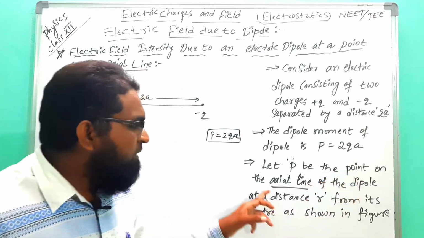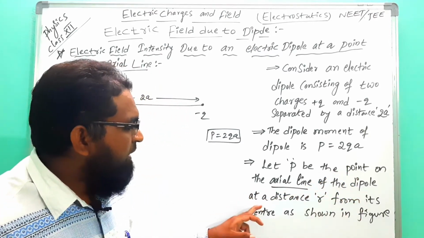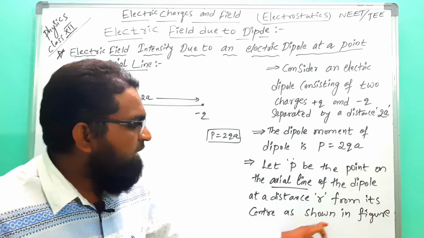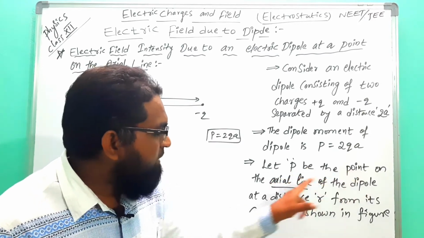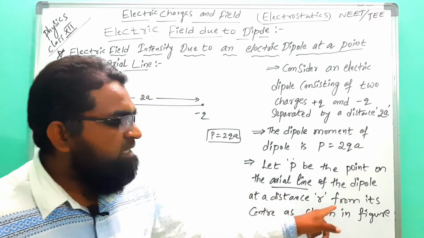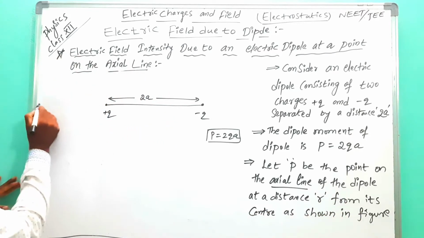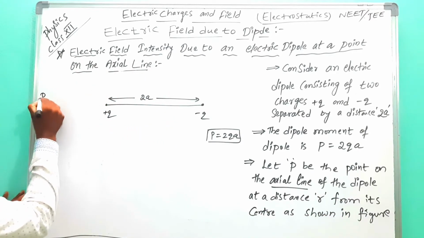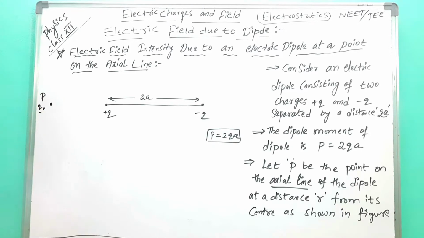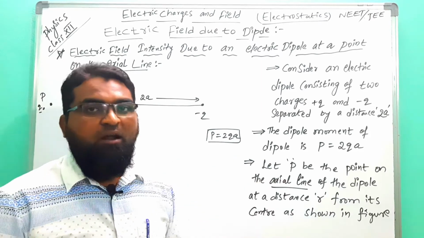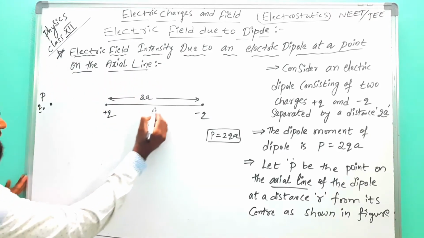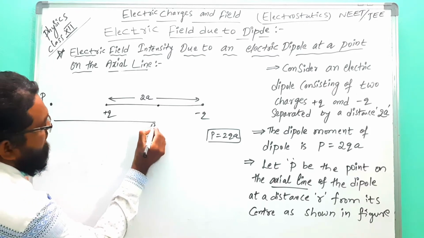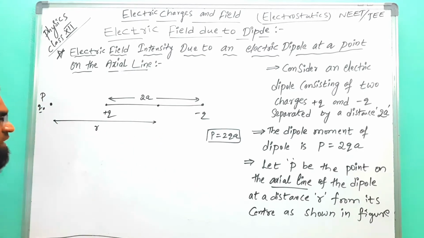Let P be the point on the axial line of the dipole at a distance r from its center, as shown in the figure. This point is very important. Once again, let P be the point on the axial line of the dipole at a distance r from its center. This is the P point. Think that one unit test charge is at the P point, as we found the electric field earlier for the rod, semicircular ring and ring also. See here, this is the center point, and the distance to P is r. Clear, students?